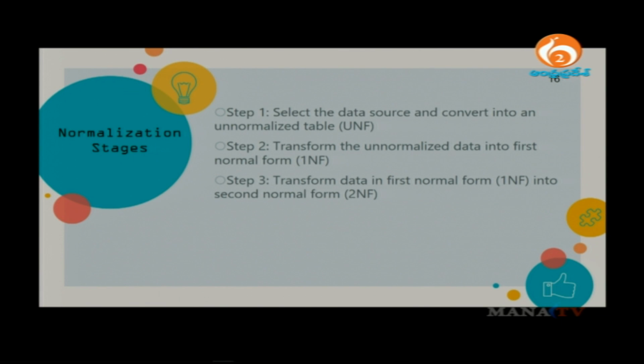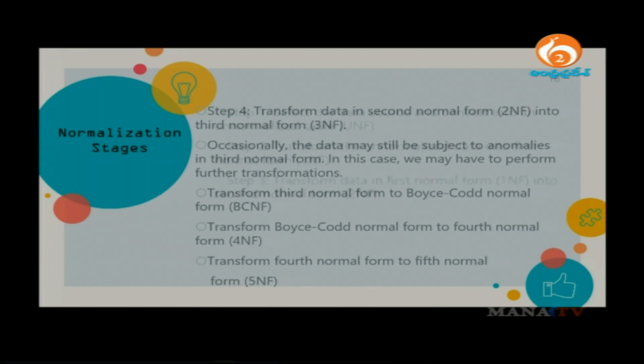After converting to first normal form, then convert into second normal form. Yes, see that? Transfer the data in first normal form into second normal form. And the fourth point is to transfer the data from second normal form to third normal form. This is up to the fourth step.